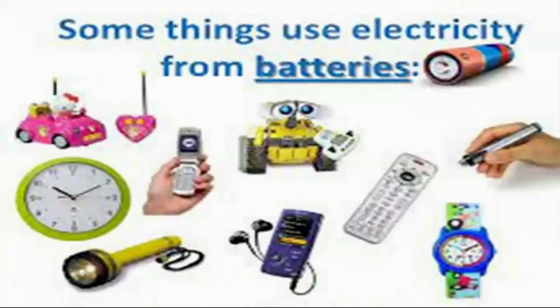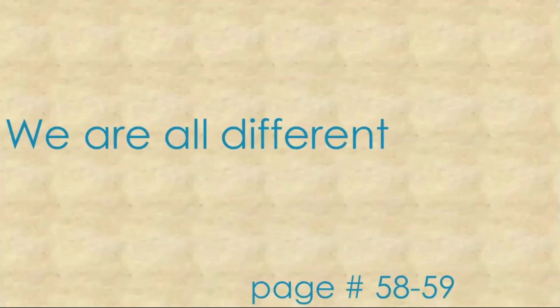Some things use electricity from batteries. Now, these things are not connected to electricity directly, so they are using electricity from where? From batteries. The next chapter we are going to discuss is We Are All Different. This is on page number 58 and 59. Give it a read and then return back to your video.